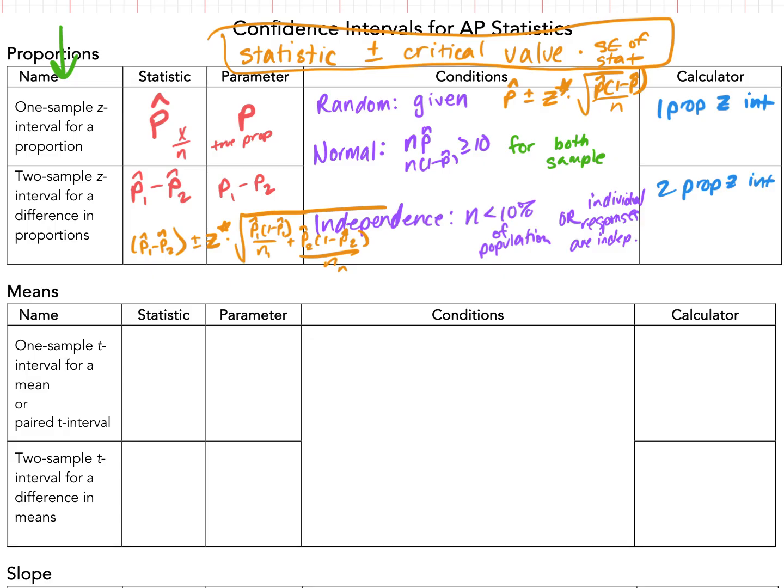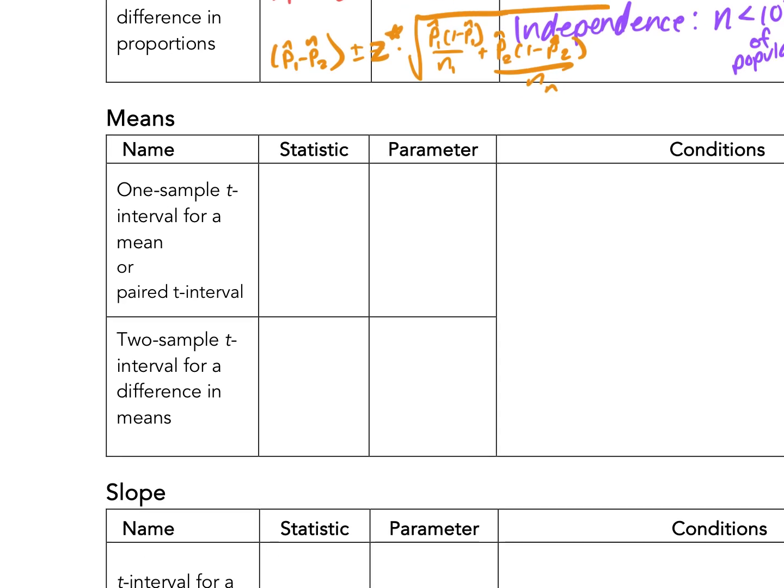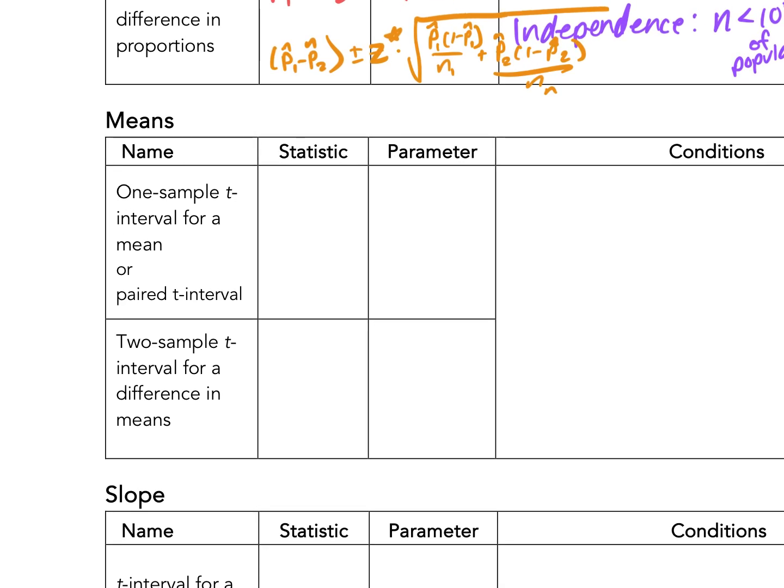Okay. All right. What is your statistic if I'm doing means? A one sample mean. What's the statistic? X bar, with my parameter being mu. If it's two sample, it's x bar 1 minus x bar 2, my parameter being mu 1 minus mu 2. Okay.